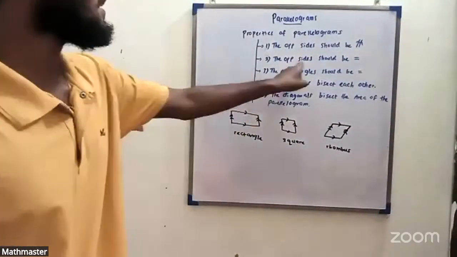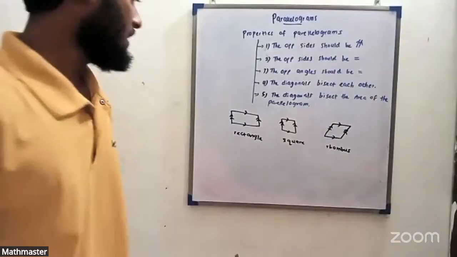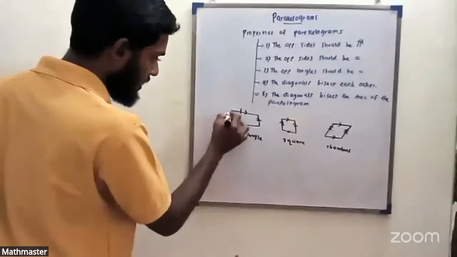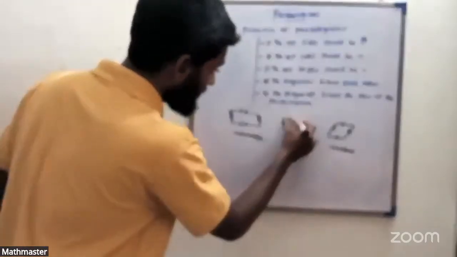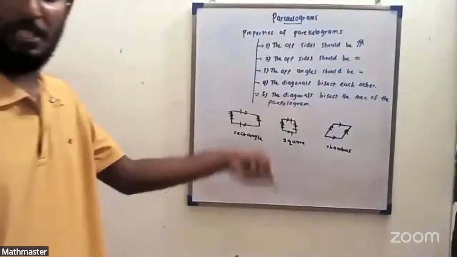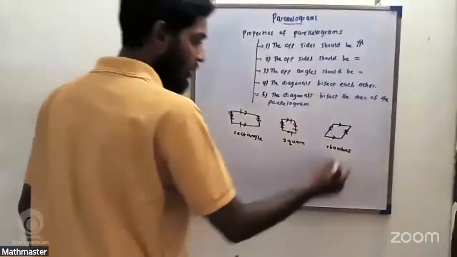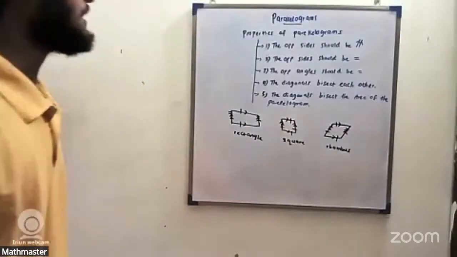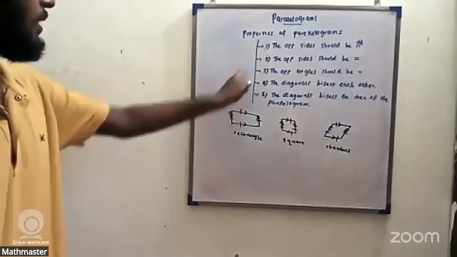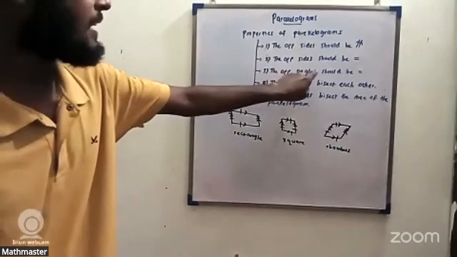Second one: the opposite sides should be equal. Yes, in a rectangle, these opposite sides are equal. That's also done. Square, all four sides are equal. No problem. Rhombus also, all four sides are equal. That is also done. Third one, the opposite angles should be equal.